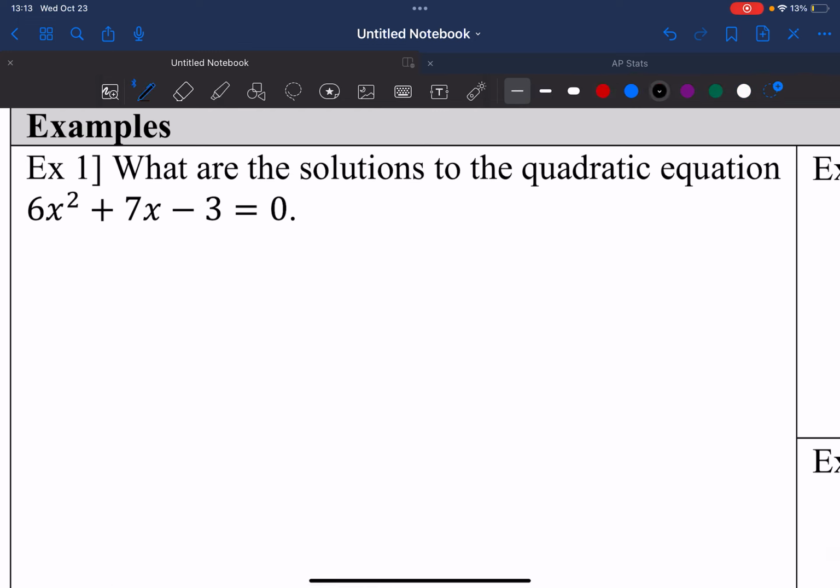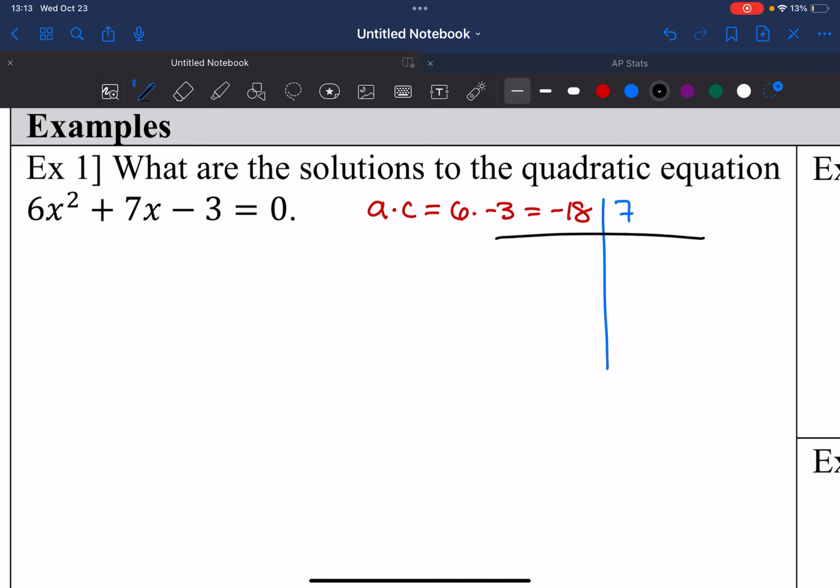Example 1, first we're checking to see if this is in standard form. So it is in standard form. Now we're checking if we can take out a GCF. Well, there's no numbers that can go into 6, 7, and negative 3. So we go on to the next step of taking our a times c. Well, a times c is 6 times negative 3, which is negative 18. And then our b value is 7.